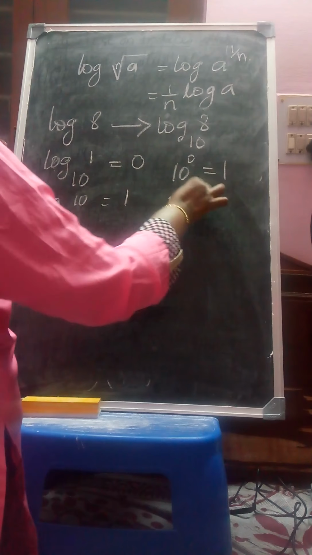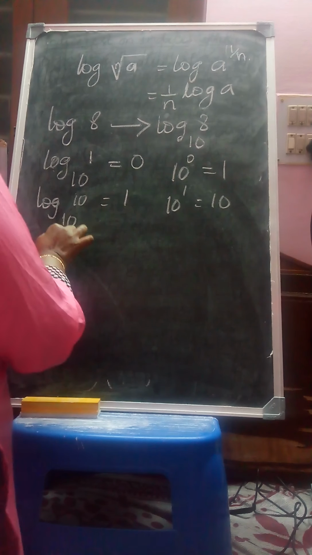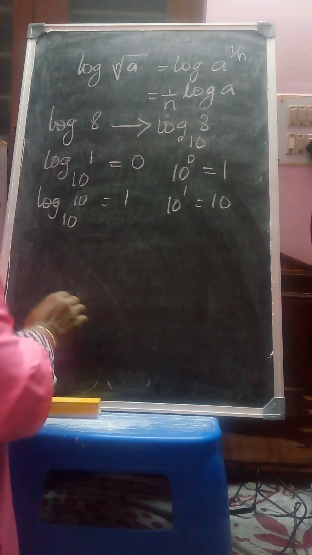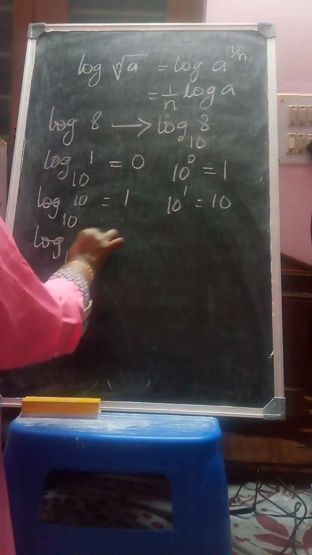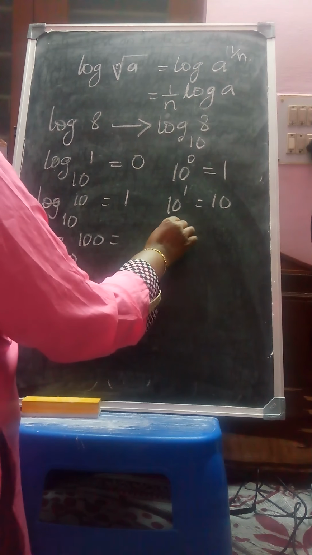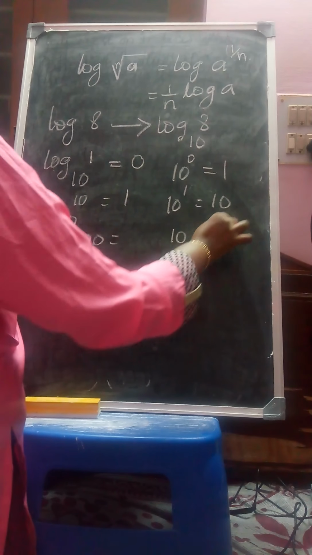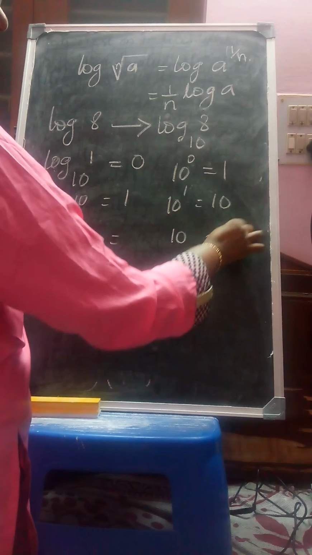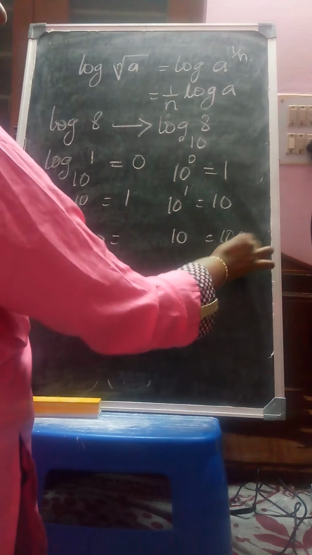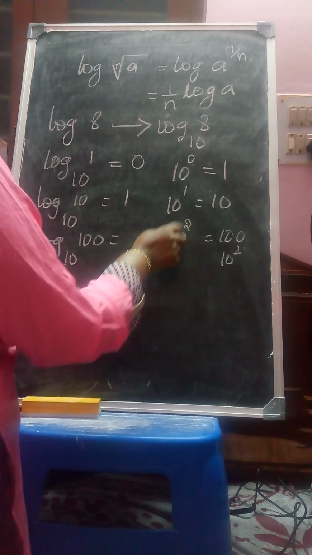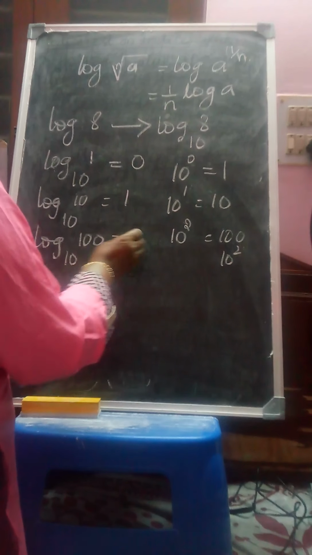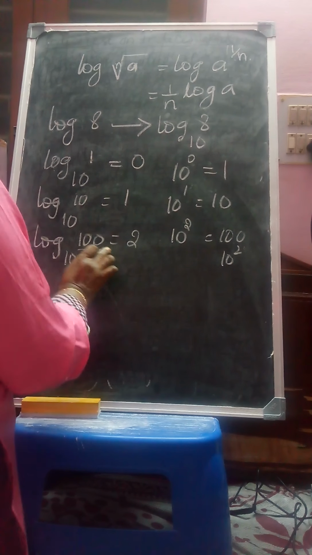10 to the power of 1 is equal to 10. So log 10 10 is equal to 1. Now what will be log 10 100? Here 10, here 100, isn't it so? 100 can be written as 10 square. So what will come here? This will be 2. So 10 square is 100, so log 100 will be 2.